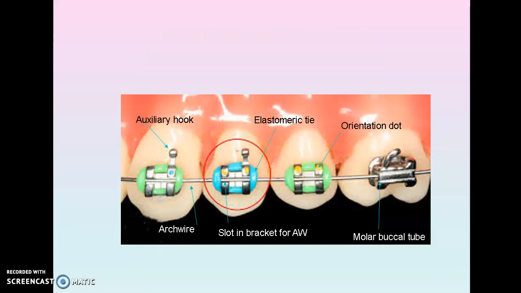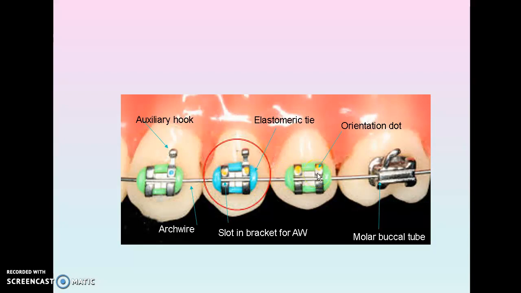So here we have someone that has brackets and some different colored ligature ties. We have an auxiliary hook. If the patient was wearing rubber bands, we would have that hooking onto that little hook here. This tooth also has a hook on it. We have the arch wire passing through here. We have the slot where the arch wire is able to rest. And then this blue and the green on the other brackets is the elastomeric tie.